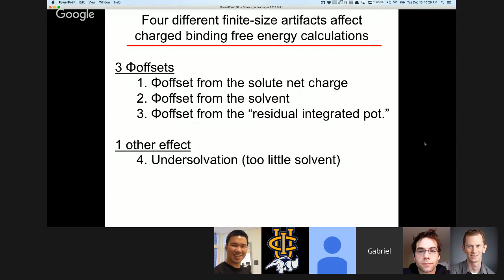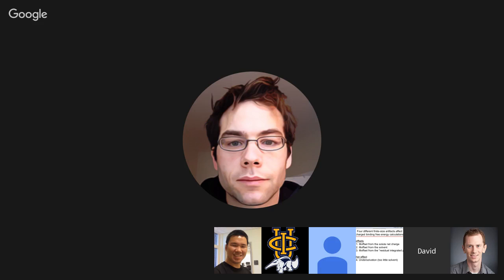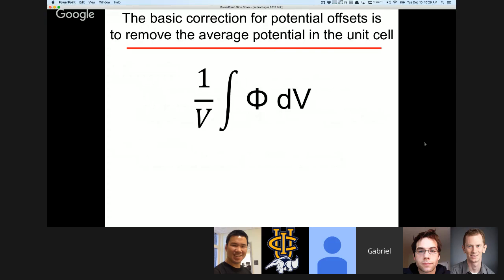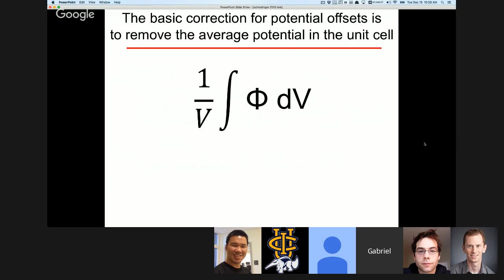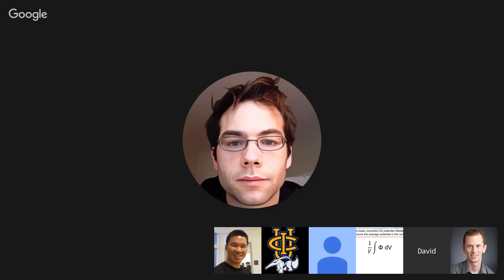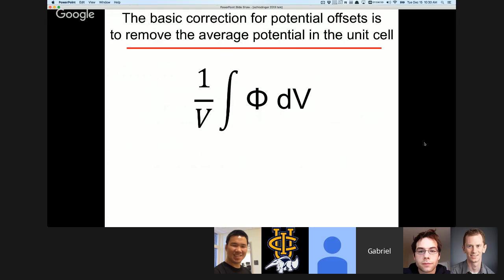Okay, so we're going to calculate some correction term for each of these four different things. So the basic way to correct for these effects, or at least the first three effects, is to remove the offset potential, which was created by all these different things that change the average potential. So you need to calculate the average potential in the unit cell. That's this integral of phi dV. And then to get the average potential, you can divide that integrated potential by the volume, and that offset potential is what your ion or your ligand or whatever is being perturbed is feeling, is experiencing, that's different from what it would feel in an infinite non-periodic system.